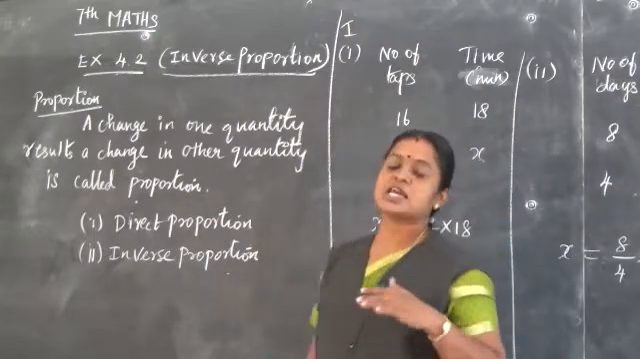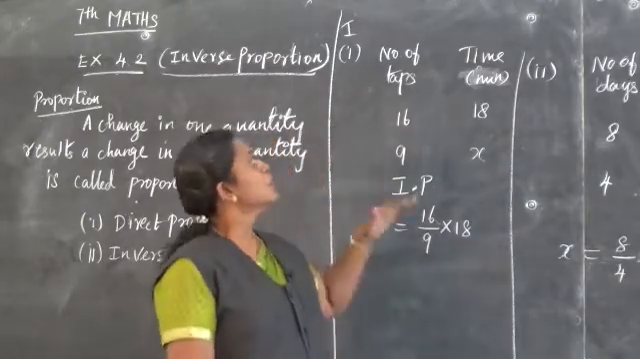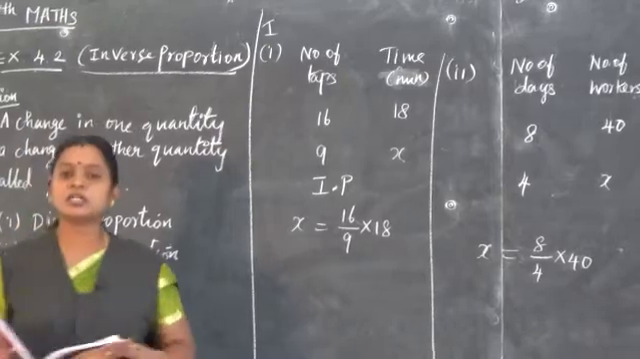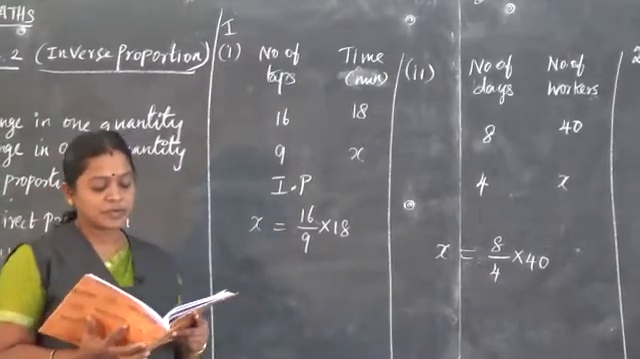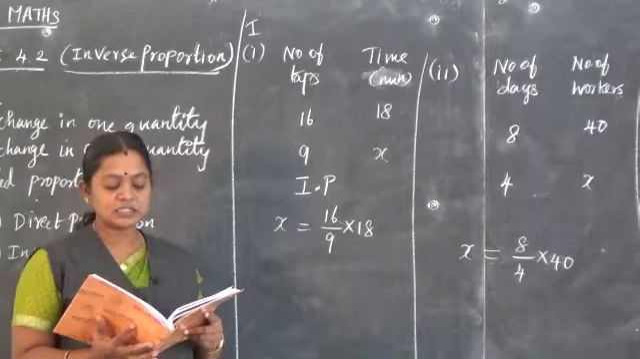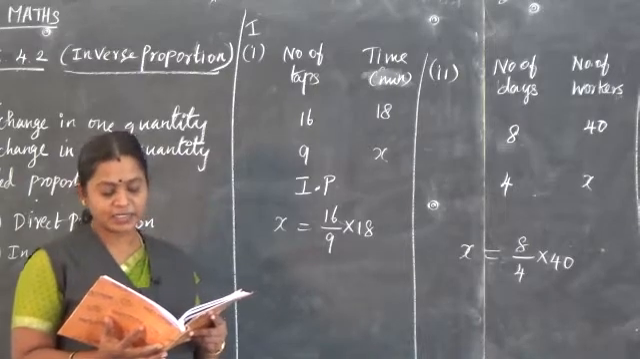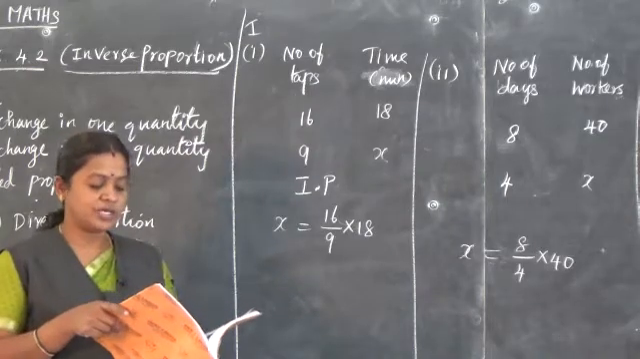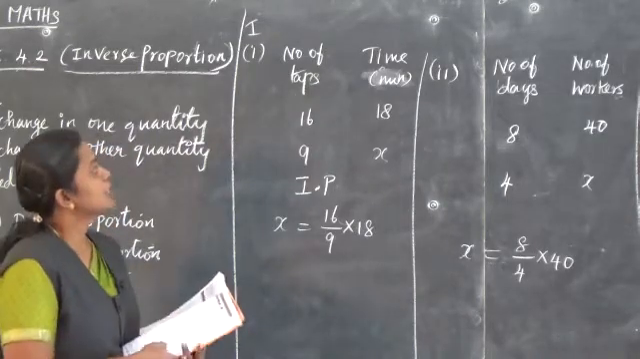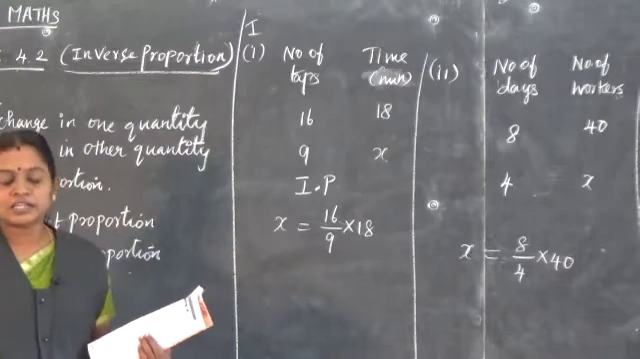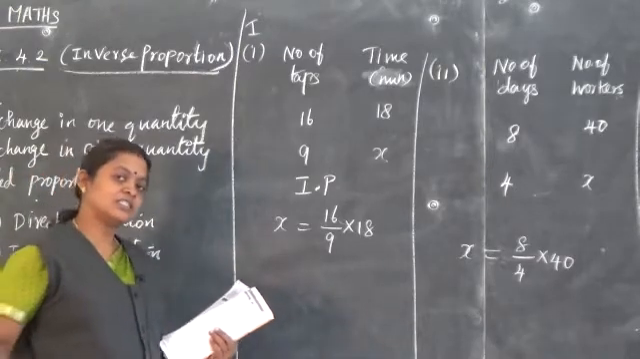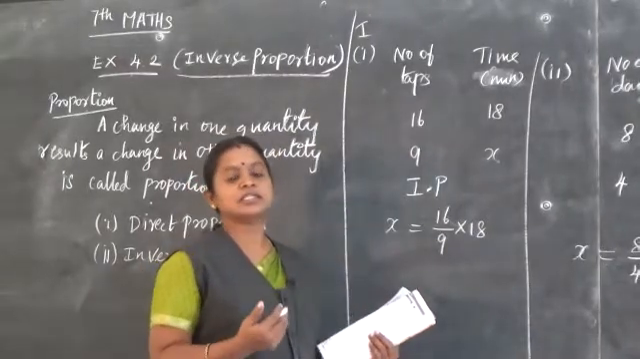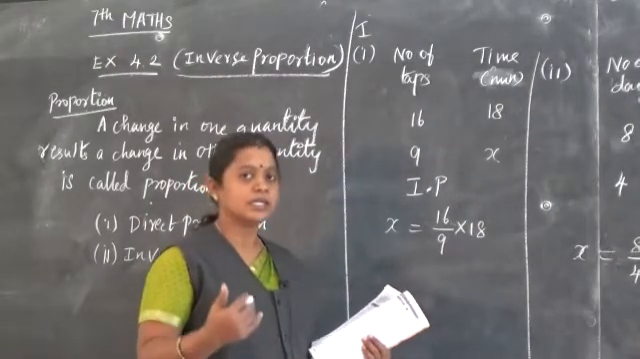Today we are going to see exercise number 4.2, based on inverse proportion problems. The first one is given to us. 16 taps can fill a petrol tank in 18 minutes. The time taken for 9 taps to fill the same tank will be how many minutes? So, already you know that in inverse proportion, if one quantity is decreasing, definitely the other quantity will be increasing, or if one quantity is increasing, the other quantity will be decreasing.